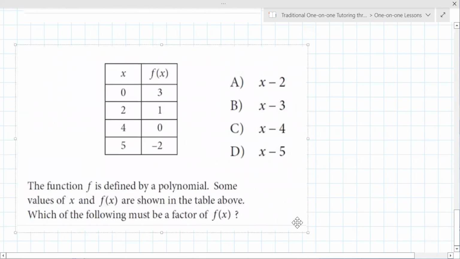All right, so I'll read this one out loud. It says the function f is defined by a polynomial. Could be a quadratic, could be a cubic, we don't know, don't care. Some values of x and f of x are shown in the table above, okay? Which of the following must be a factor of f of x?